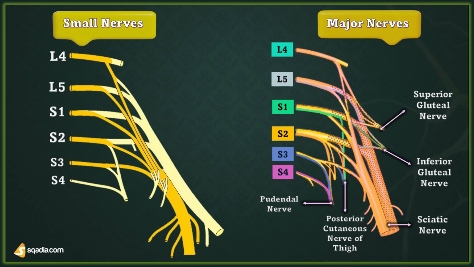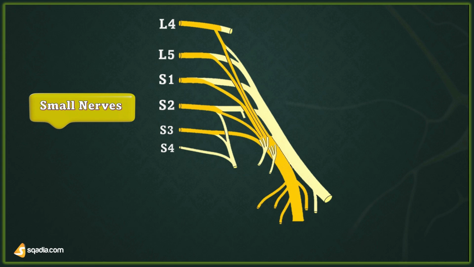Earlier I mentioned that the sacral plexus gives off major and smaller or minor branches. To look at the other smaller nerves that arise from the sacral plexus, I'm going to switch to this more detailed illustration of the sacral plexus. The smaller nerves are as follows.